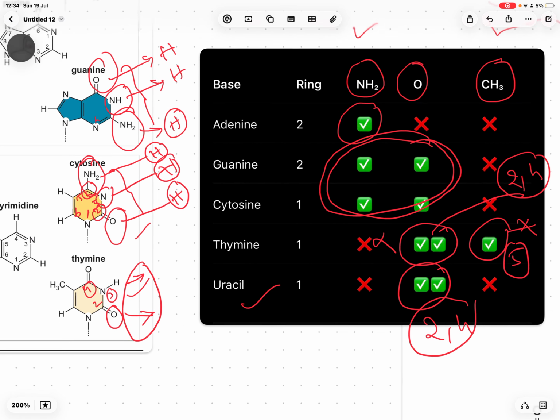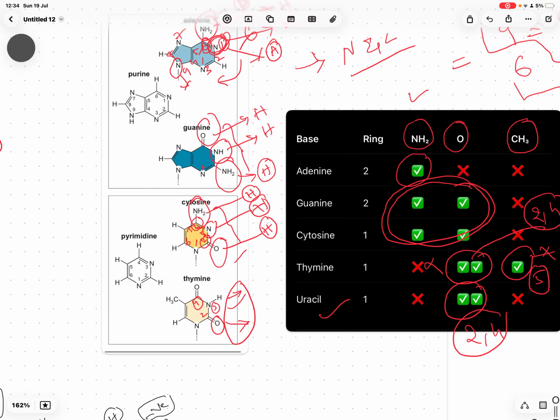Okay, these are the structures of the nucleotide bases. In the next class we will discuss the structure of the ribose sugar in DNA.